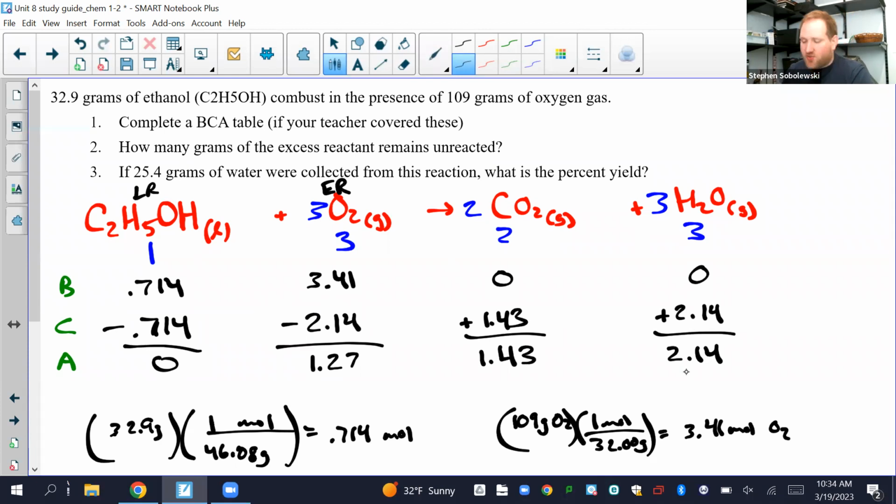Okay, so the BCA table is done. BCA table doesn't require grams. It's just moles of everything. And it's just a nice tool to organize a complete problem like this.